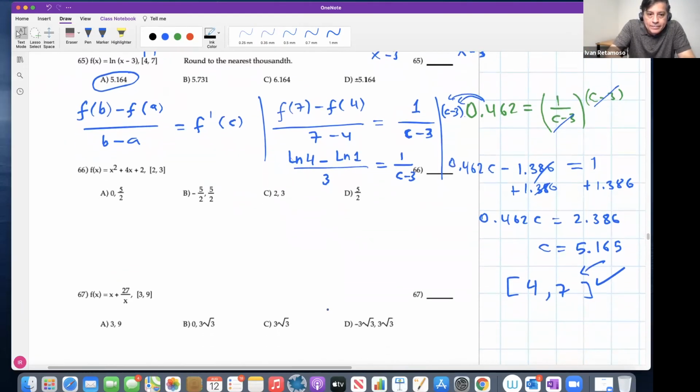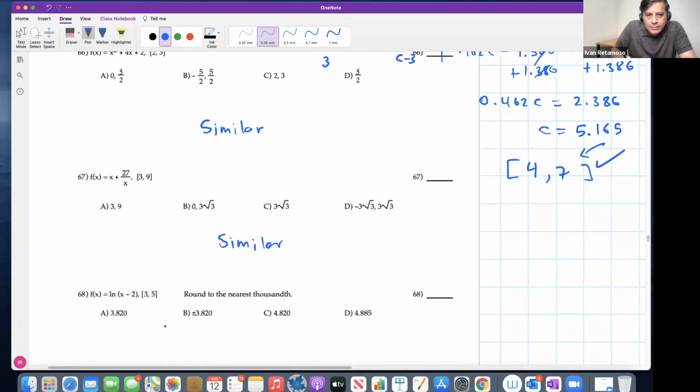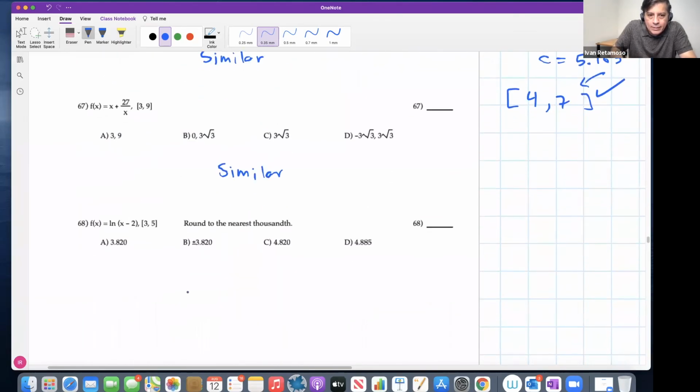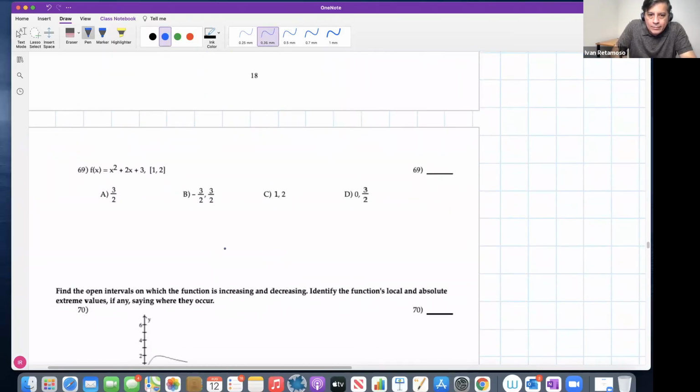This one is similar too, right? So use just the average rate of change of the function, make it equal to the derivative, you should be fine. This one, we just did one similar. Let's go over another topic. Yeah, this polynomial function was so similar.